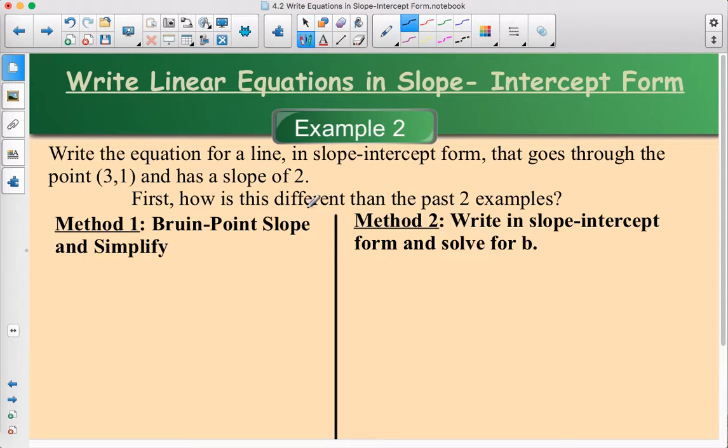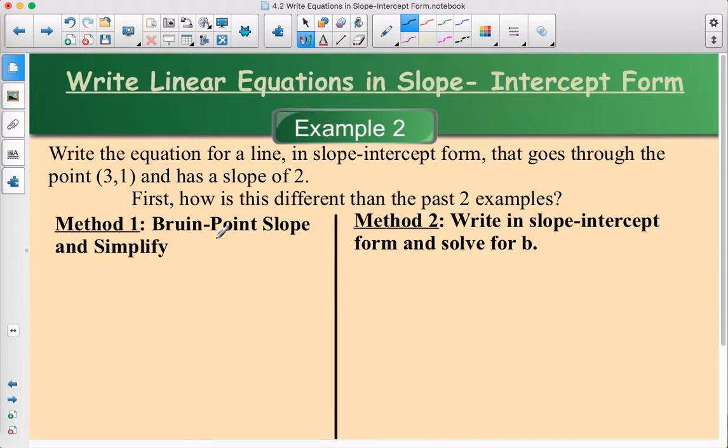So first thing I need to do is figure out what the slope is. And what I'm going to do is show two different ways to actually do this. You can simplify point-slope form, or you can write it in slope-intercept form and solve for b. Okay, I'll show both methods, and it doesn't matter to me which one you use. Some people really like method 1, some people really like method 2.